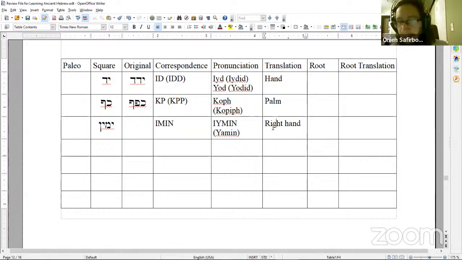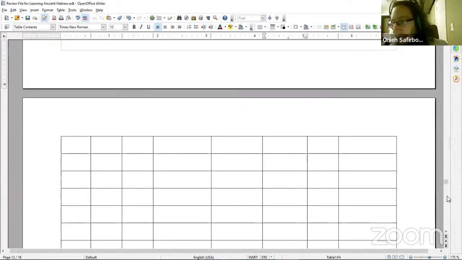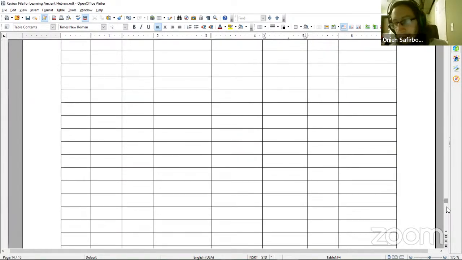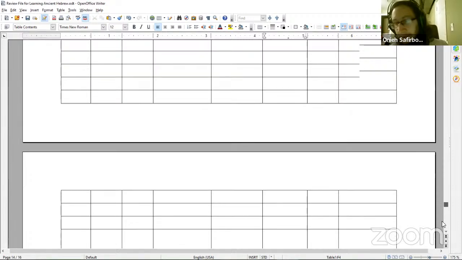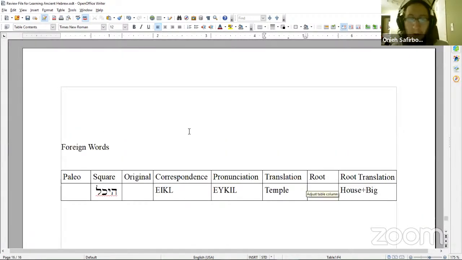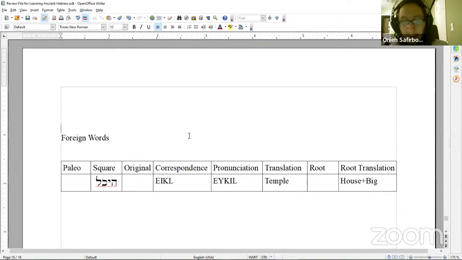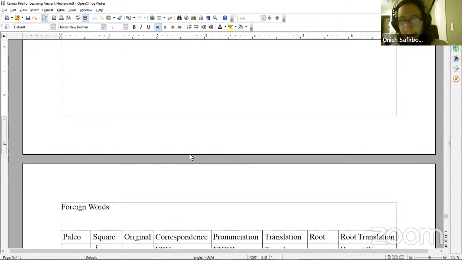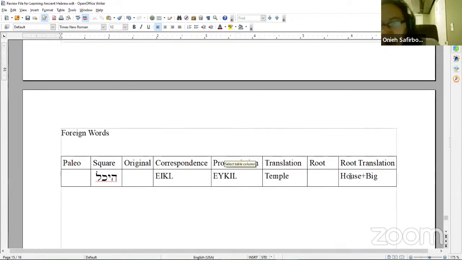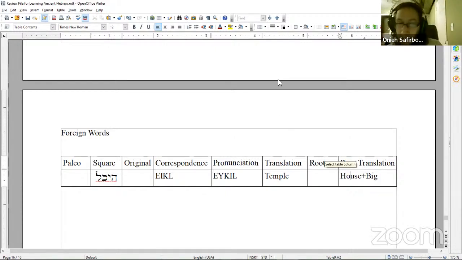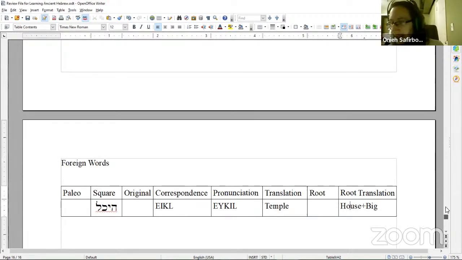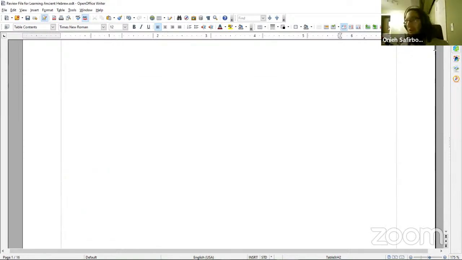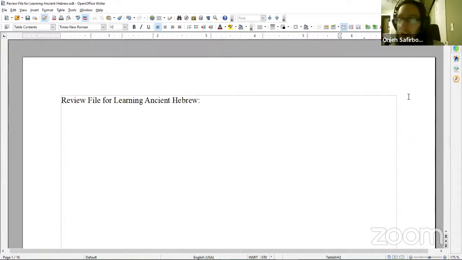I think that's it. And the foreign word, akil, means big house, and it's translated as temple. But yeah, so that's a refresher of the vocabulary. We'll be adding some more vocabulary soon, and I'll try to add more grammar concepts as we go forward.